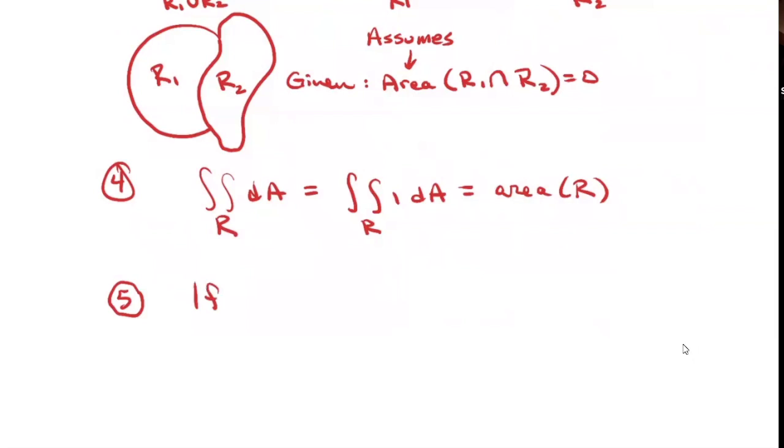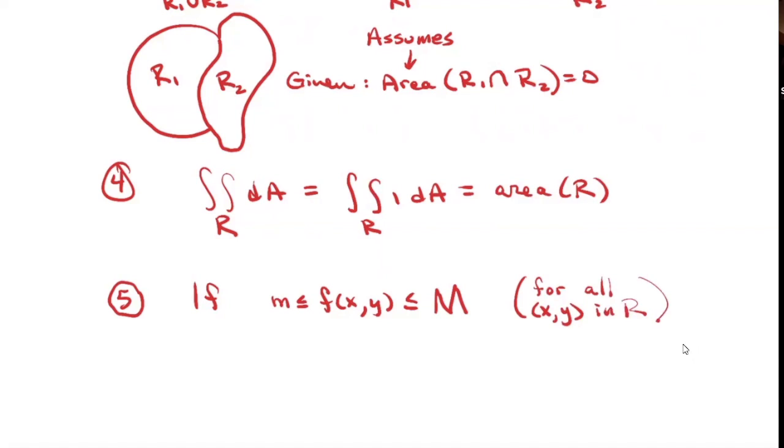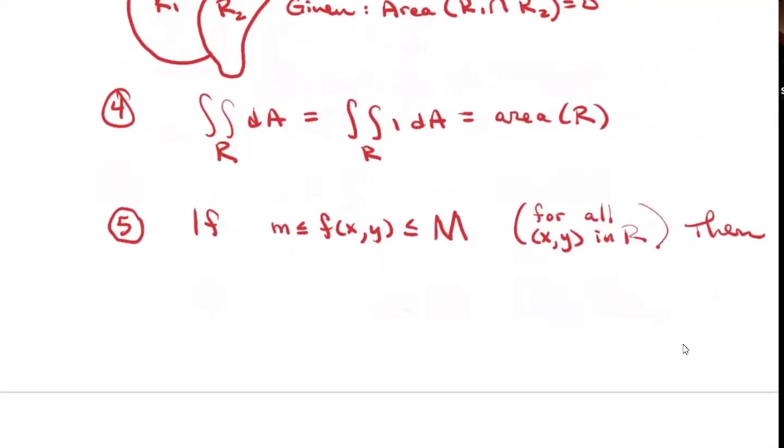Rule number 5 says if f of xy is between two numbers, little m for min and big M for max, for all x, y in R, then you can do this with the double integral over R of f of x, y, dA.